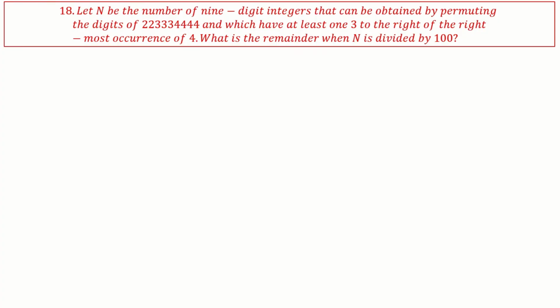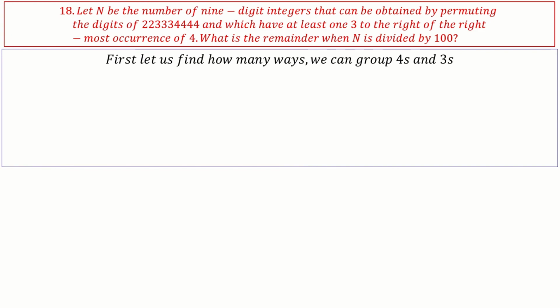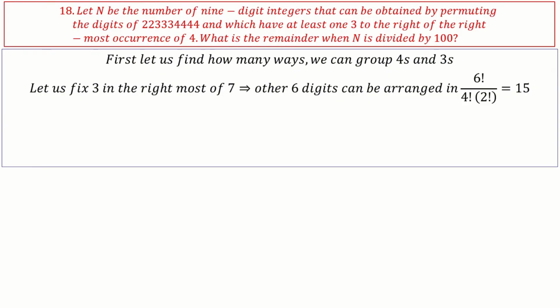So let's see how many ways that can be possible. There are 4 fours and 3 threes, that is 7 digits, correct? So out of these 7 digits, if I only consider these 7 digits, how many ways can I arrange them? One 3 should be the rightmost, correct? That is fixed, and the other things can be anywhere, that is 4 fours and 2 threes. How many ways can you arrange that? We know already from permutation: 6 factorial, because 4 fours and 2 threes are 6 digits. 6 digits can be arranged in 6 factorial ways. Since there is a repetition of 4 fours, divided by 4 factorial, and repetition of 2 threes, divided by 2 factorial, which is 15 ways.